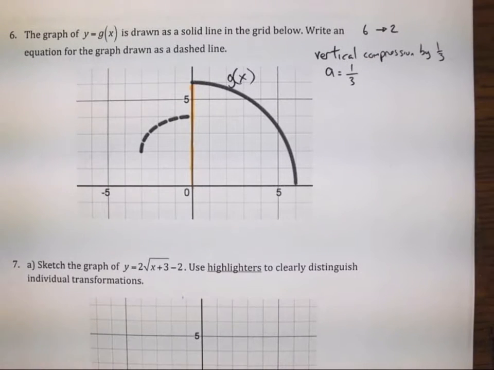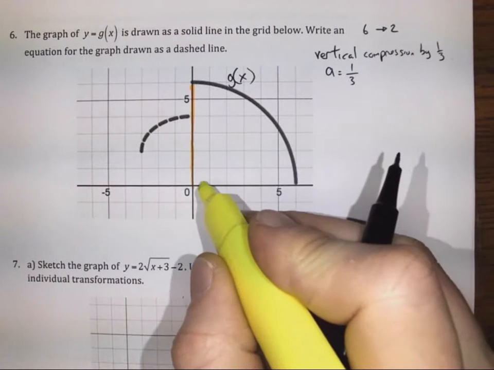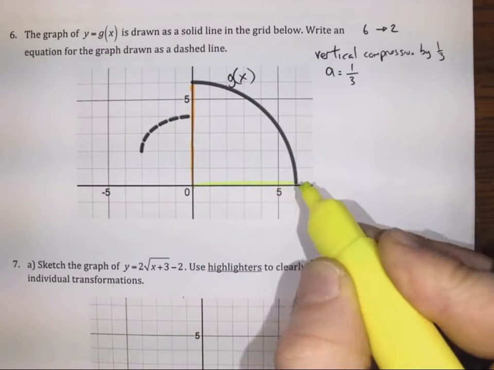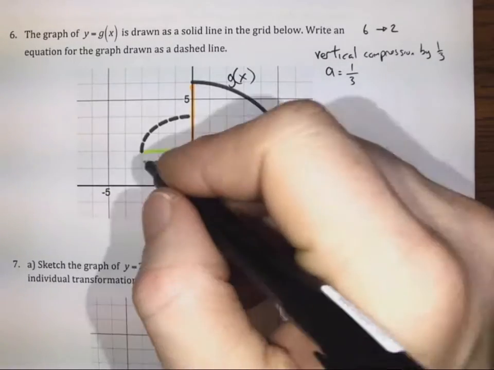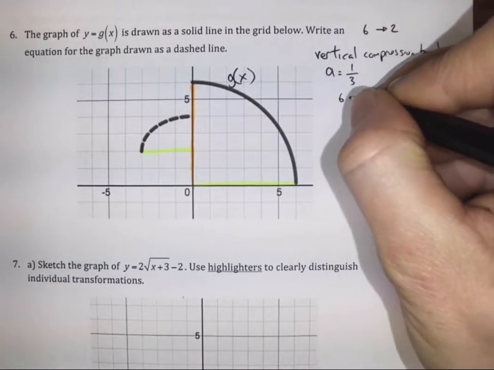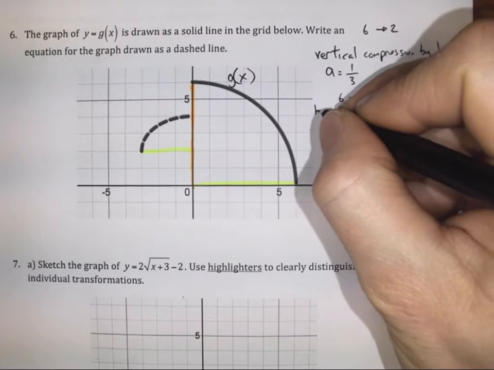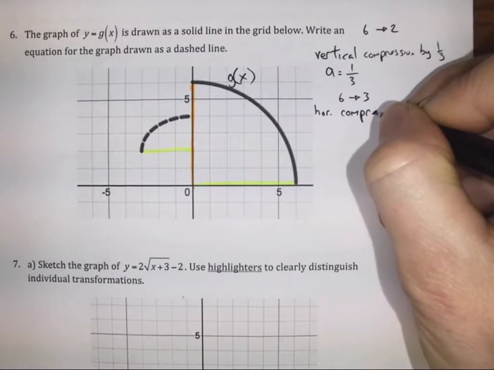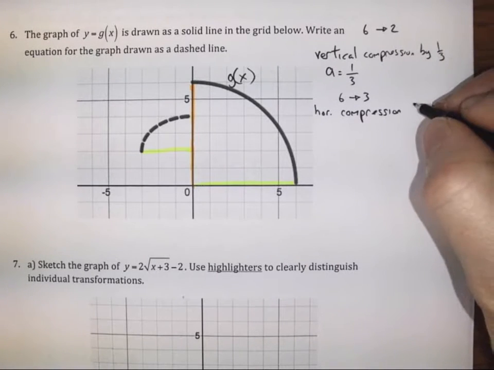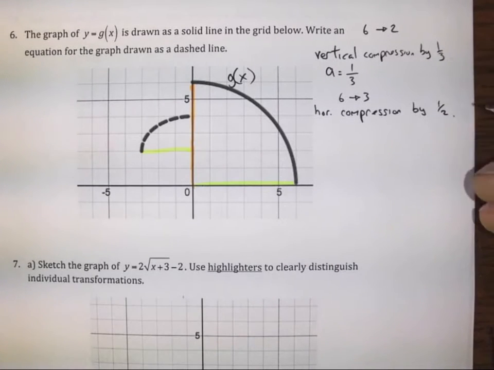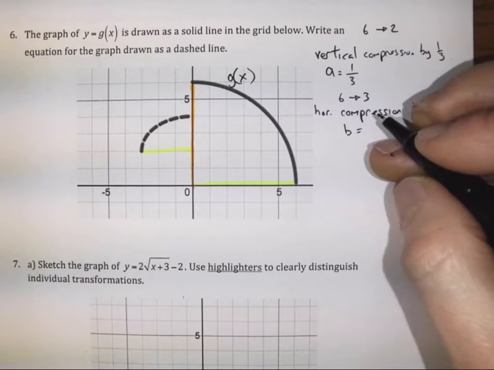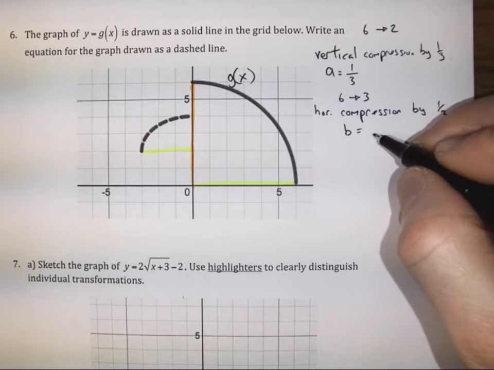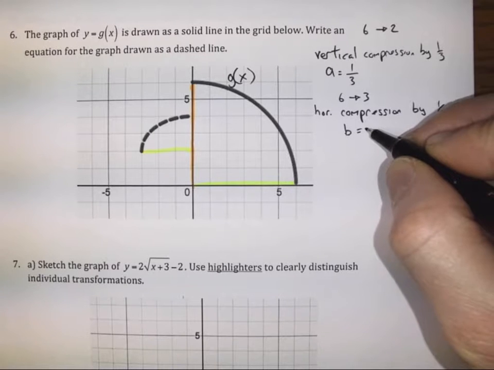Okay, now I'm going to look at the horizontal compression here. So it looks like there's also a horizontal compression. It's also 6 units long in this direction, but our new function is only 3 units wide. So because 6 compressed to 3, that looks like we have a horizontal compression, but only by a half this time. Okay, and that's going to tell us our b value. Remember we got to flip or take the reciprocal of a b value. So the b value is the reciprocal of the compression or expansion. So it's actually going to be 2.